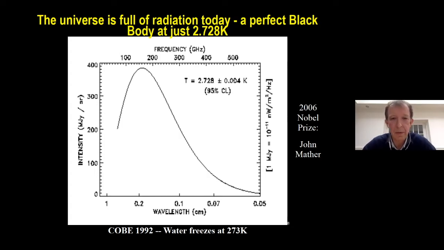This is the data from the COBE satellite. There's no error bars you can see there. That's because there are error bars, but they're narrower than the width of the line. It's the most beautiful plot, I think, showing you the perfect black body radiation associated with our universe.